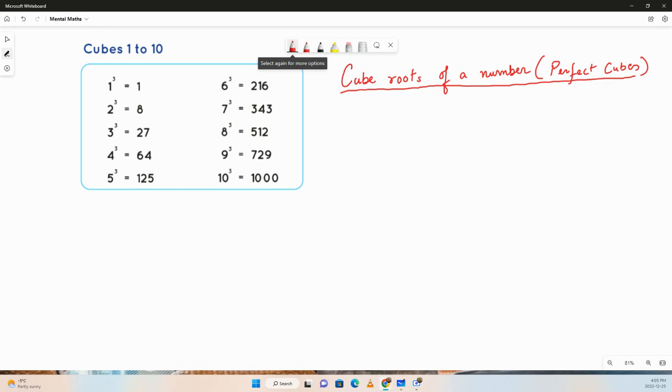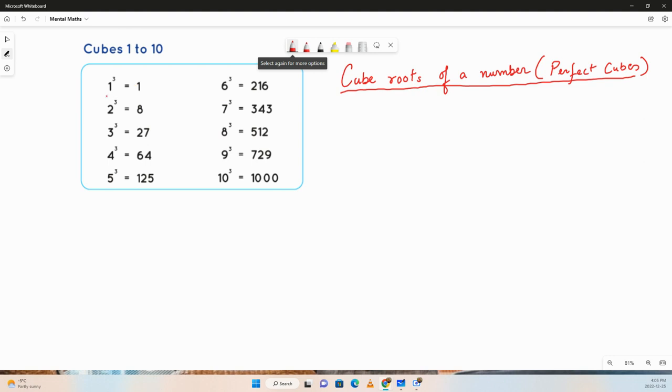In this session, we'll learn how to find the cube roots of numbers which are perfect cubes. This will be applicable for numbers up to 6 digits. The prerequisite for this is to remember the cubes of numbers from 1 to 10.